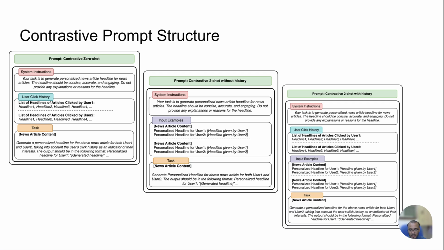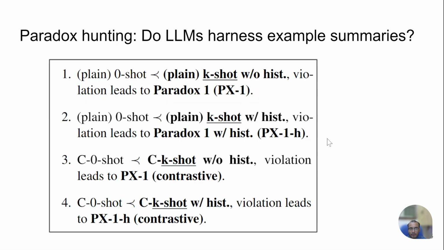That's the third case. So what we are trying to understand is, in terms of, let's say, the example summaries, are the LLMs able to utilize this additional information, or are they showing some sort of paradox, which we call paradox one?